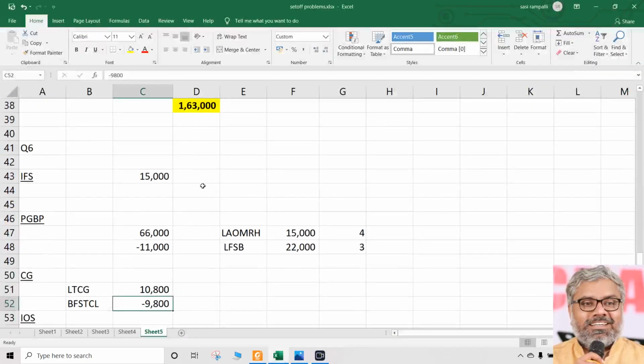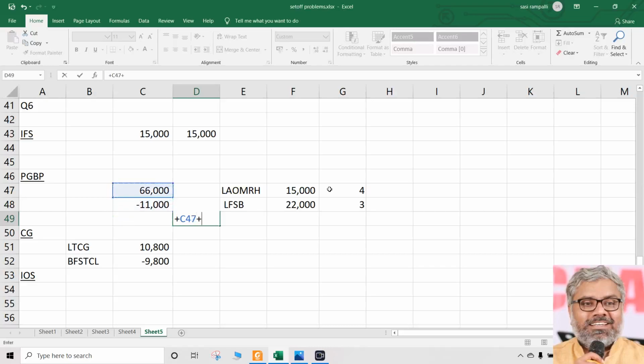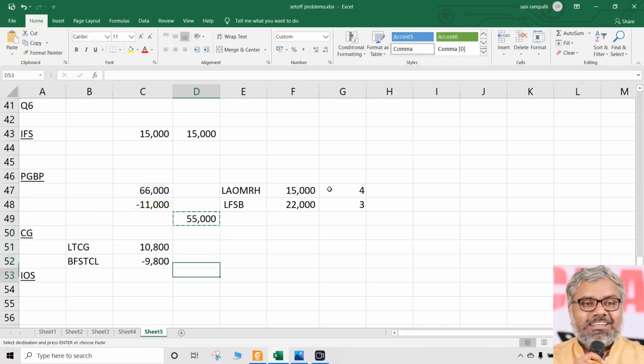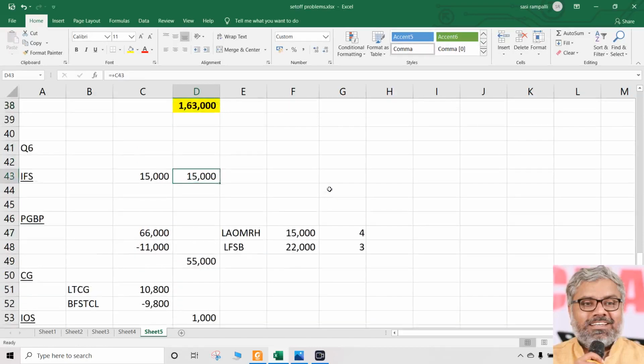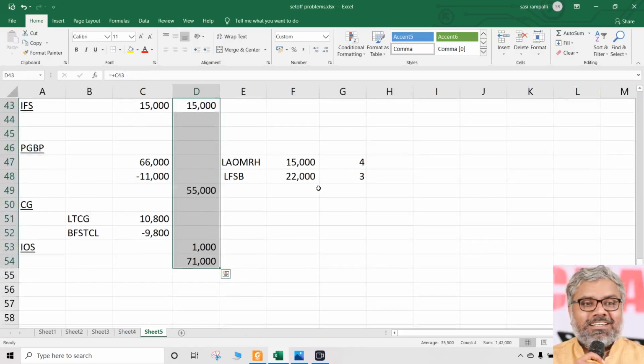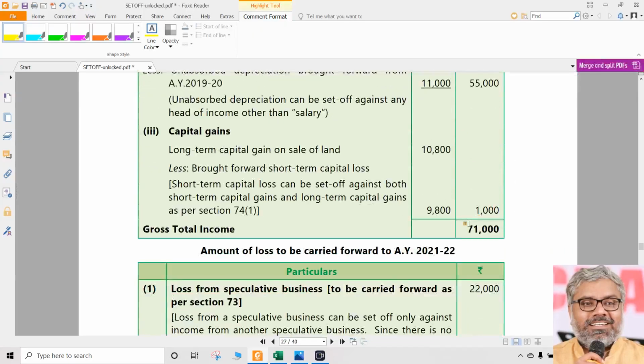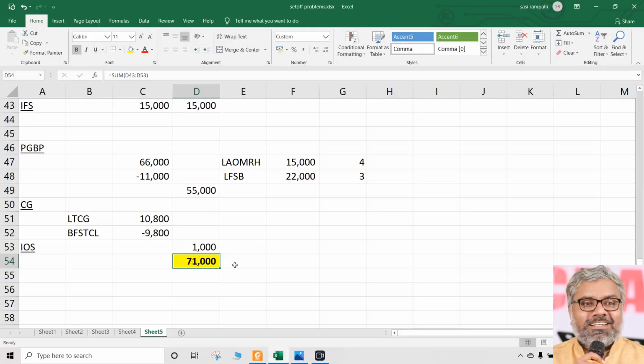So finally, what are the amounts going to the outer column? Just salaries, no adjustment. Here we have these two items. Add these two, and we have 55,000. Then also add these two here. So finally, what is going to be the total income or gross total income of this particular assessee? That is supposed to be 71,000. That is the gross total income of the assessee.